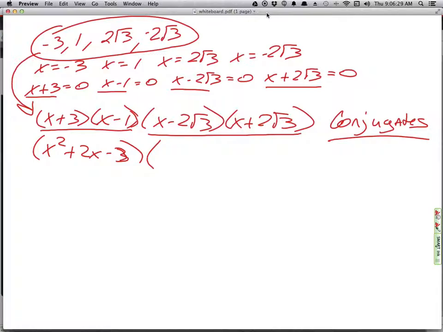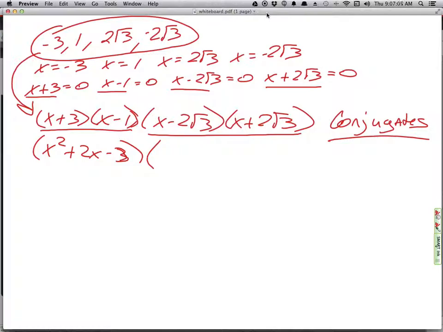Okay, that's a word we need to know. So what are conjugates? Looking at these, what would be the definition of a conjugate? Same binomials with opposite signs in the middle. That's what conjugates are. So these binomials are the same except for the sign in the middle. If you have binomials that are the same except for the sign in the middle, they are conjugates.